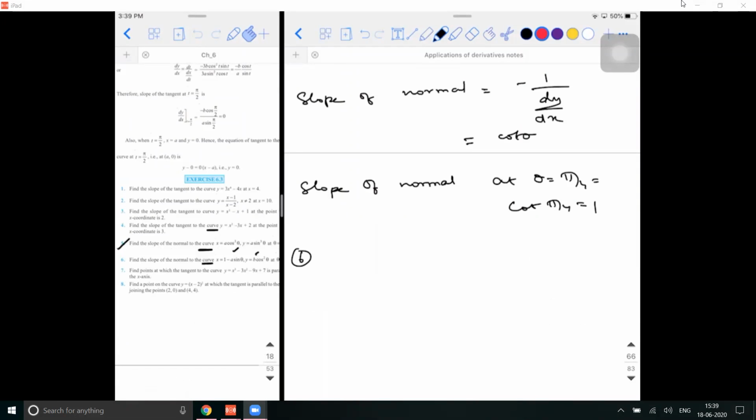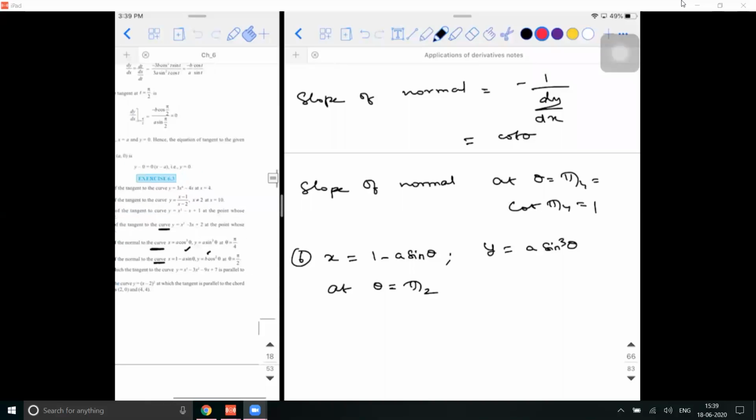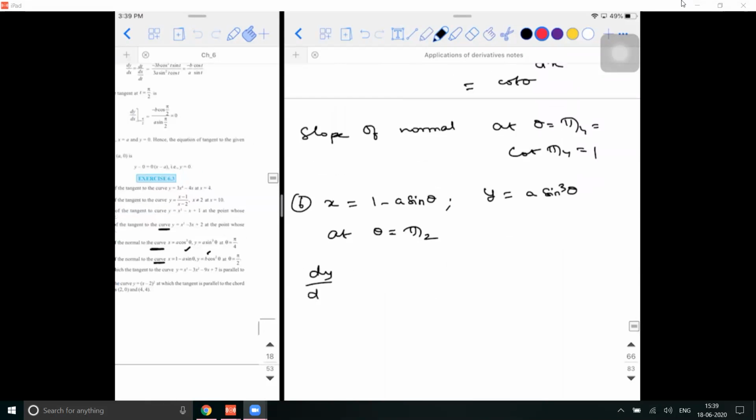Find the slope of the normal to the curve x is equal to 1 minus a sine theta and y is equal to a sine cube theta at theta is equal to pi by 2. So what are they asking? Find the slope of the normal to the curve. So again dy by dx will be equal to dy by d theta divided by dx by d theta. So what is dy by d theta? It is again the same thing, 3a sine square theta into cos theta using the chain rule divided by dx by d theta is going to give me minus a cos theta. So a and a will get cancelled, cos and cos is gone.